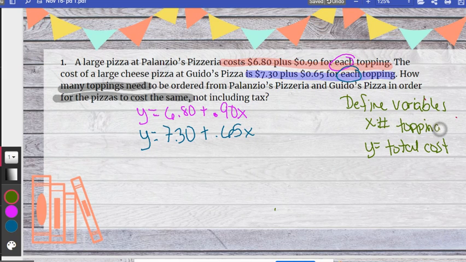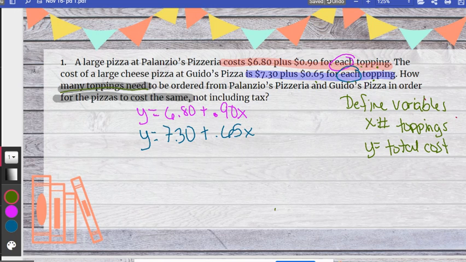All right, because in each of these it says 90 cents for each topping, 65 cents for each topping. The question is asking us how many toppings do we need? So our variables are really telling us what the question's asking us to find. All right, from here we now have our 2 equations, and 2 different methods to go through and solve.